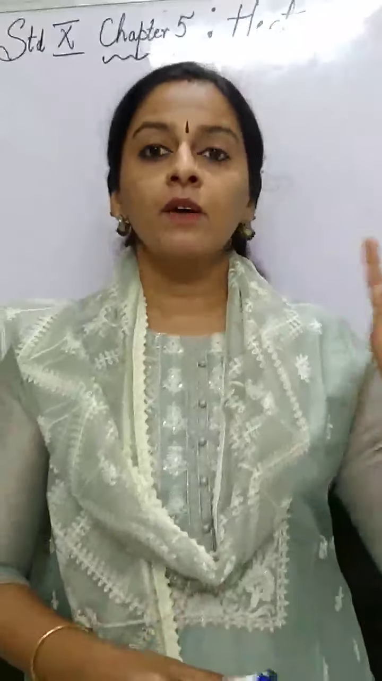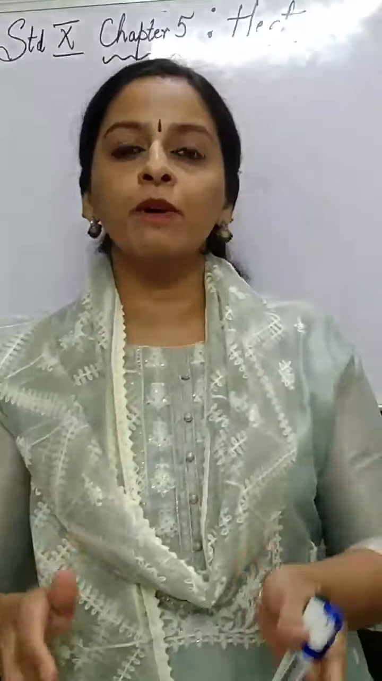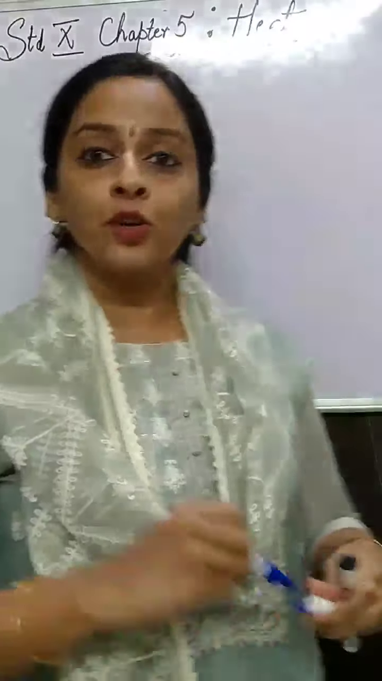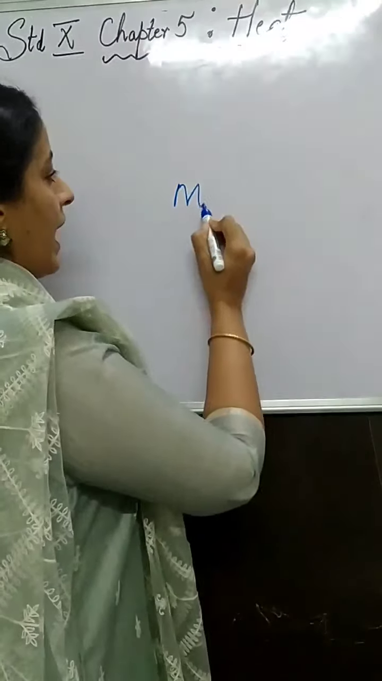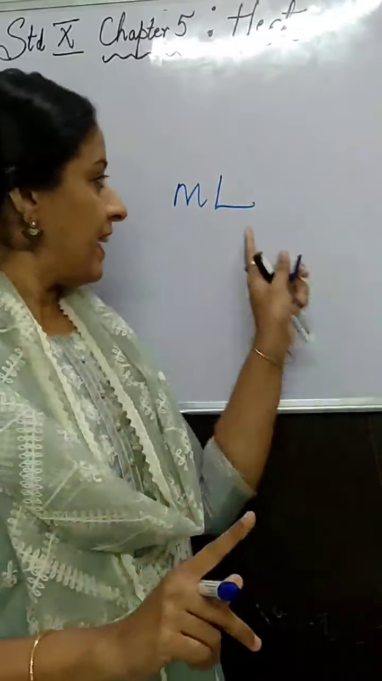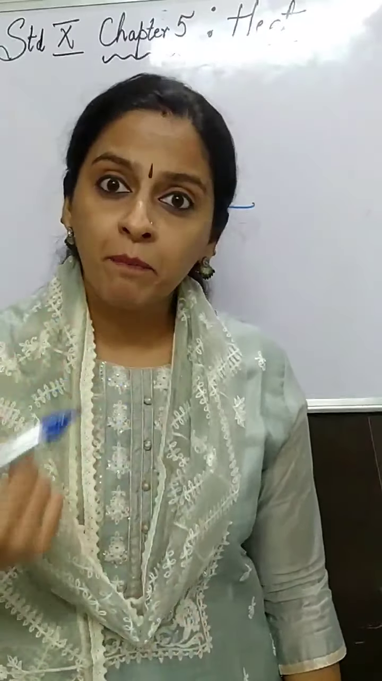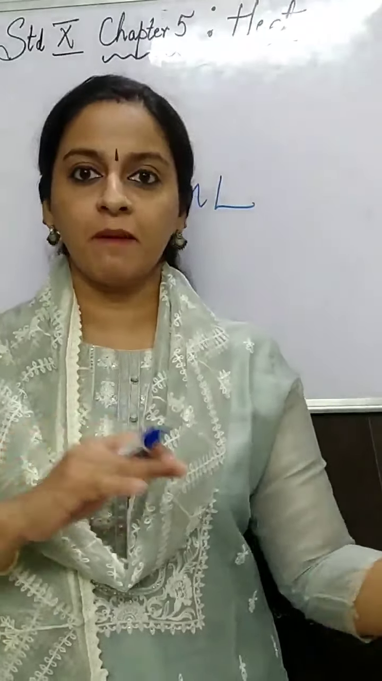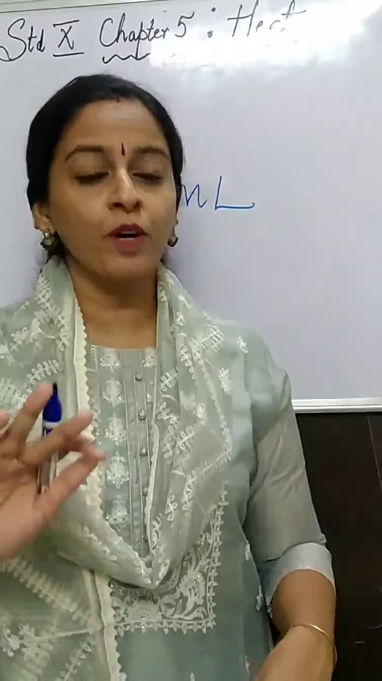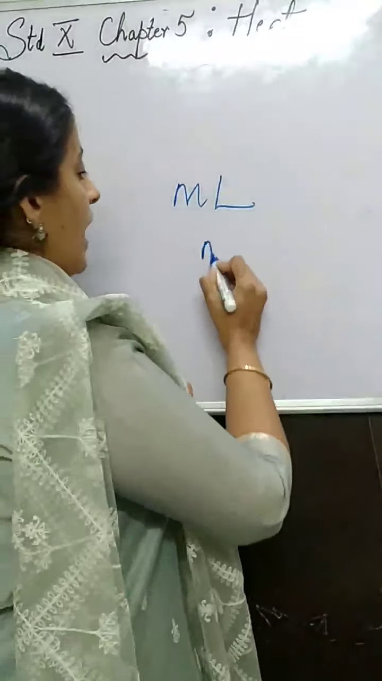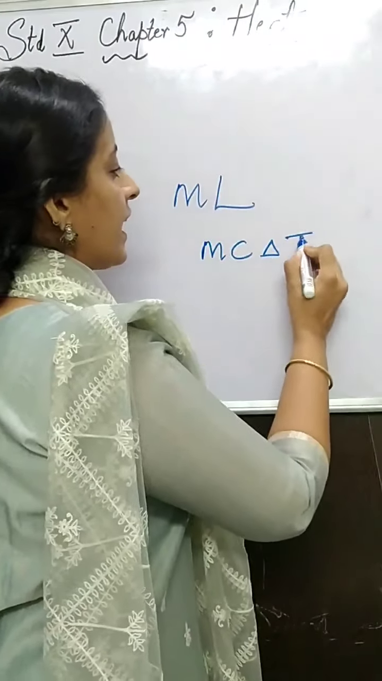Always remember, when the state of a substance changes from solid to liquid or from liquid to gas, you will use the formula ml. Okay? Latent heat and mass multiplication. When the temperature of a substance changes, when heat is absorbed or heat is given out, at that time you will use the formula mc delta T.